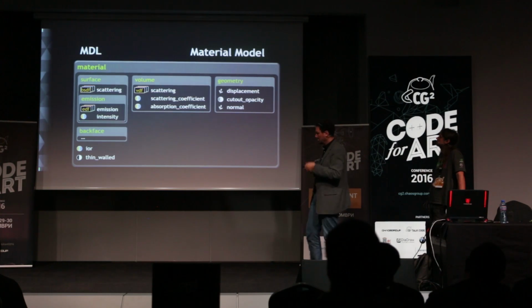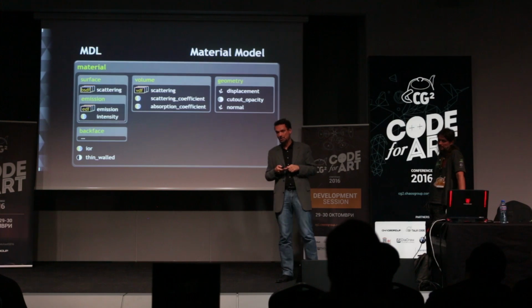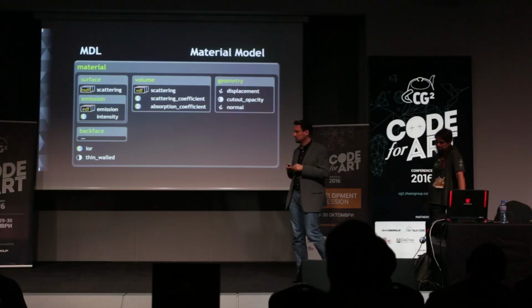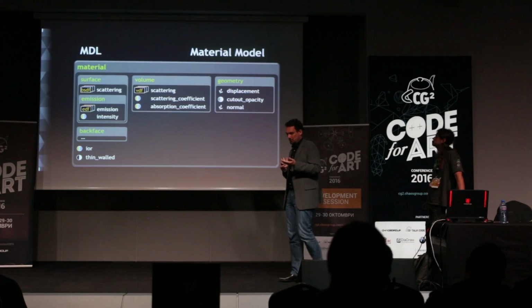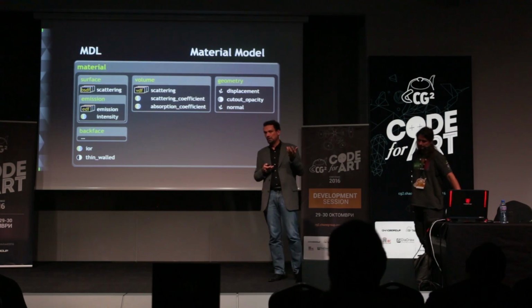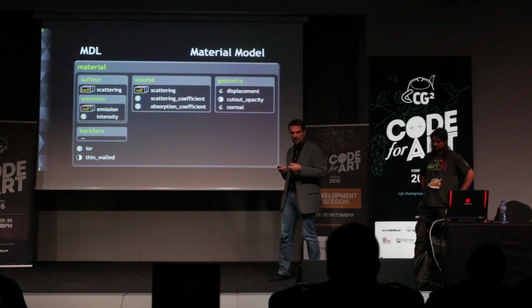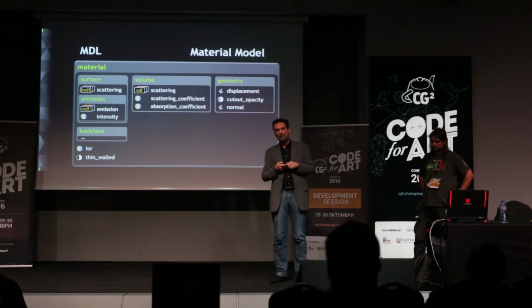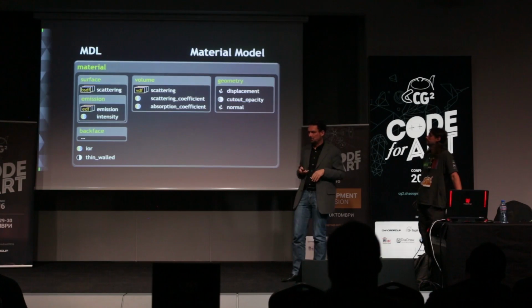There are two global parameters because they affect more than one of these blocks here. One is the IOR, the index of refraction, as a material property of the enclosed volume. And we have a thin-walled flag, which controls whether the material is applied to a surface that encloses a volume, in which case the volume properties and the IOR are meaningful, or whether it's just used to define a membrane where the same thing is on both sides.